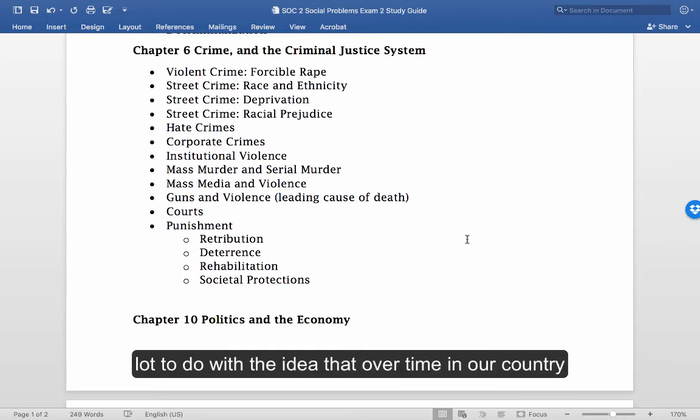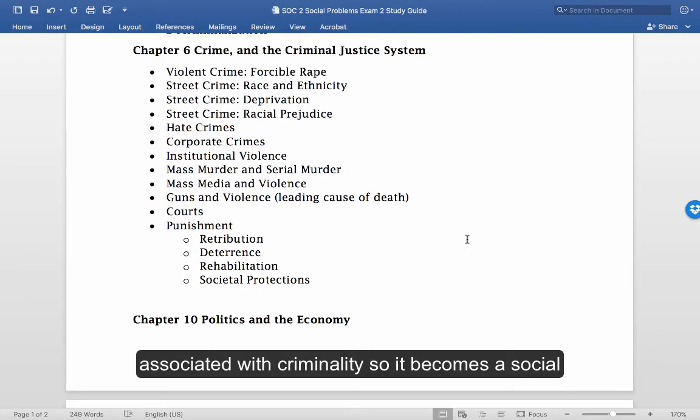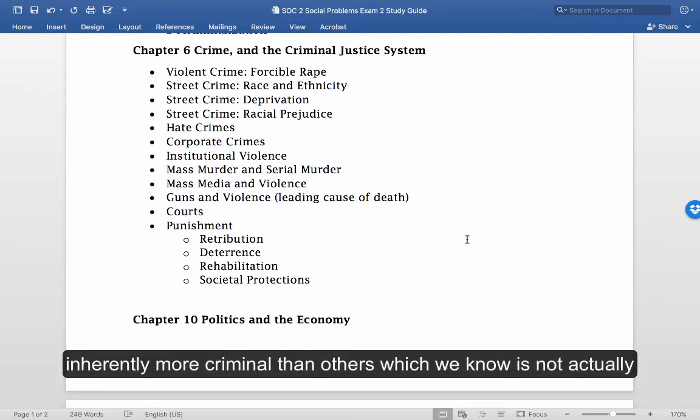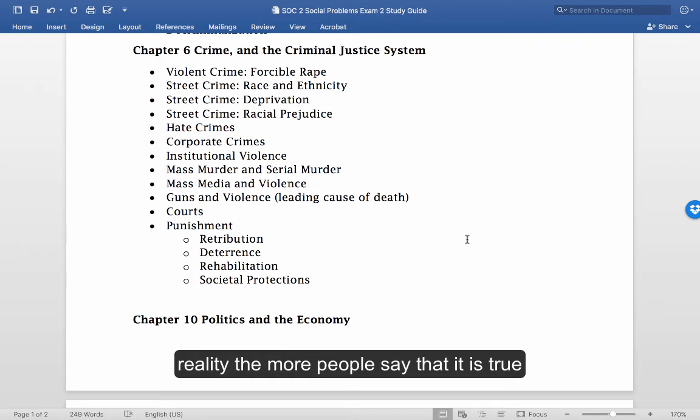So, this has a lot to do with the idea that over time in our country, we can't separate this from the historical truths that people of color have long been vilified and associated with criminality. So it becomes a social script that we start to adhere our belief system to, that some people are just inherently more criminal than others, which of course we know is not actually true, but it's one of those social myths that become reality the more people say that it's true.